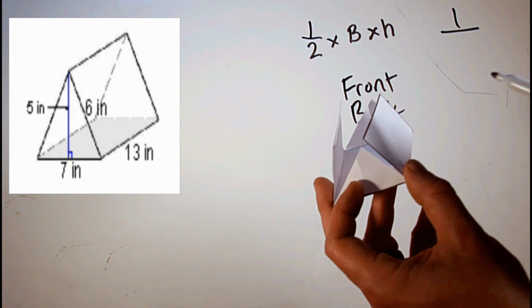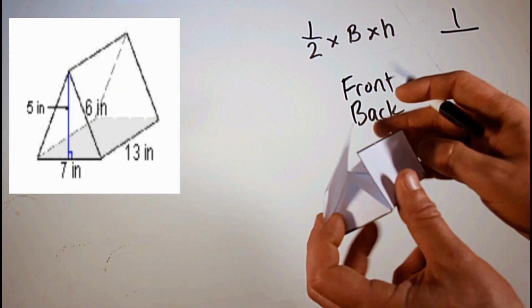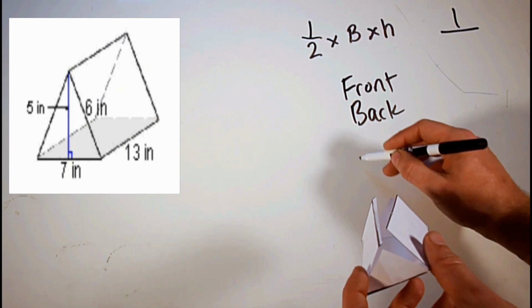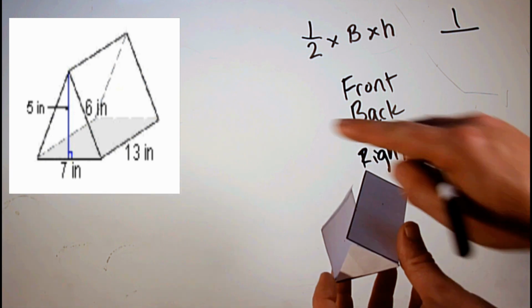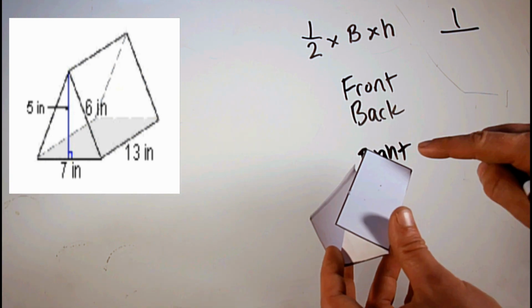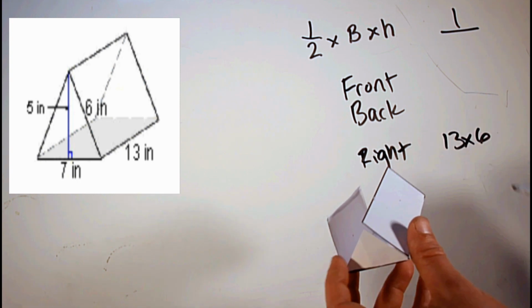Now we have to look to see what the measurements are for the other ones to see if anything else is the same. So let's do the right side. Now the right side is right here. Now I know from the picture it says this is 13 and then this is 6. So we have 13 times 6.